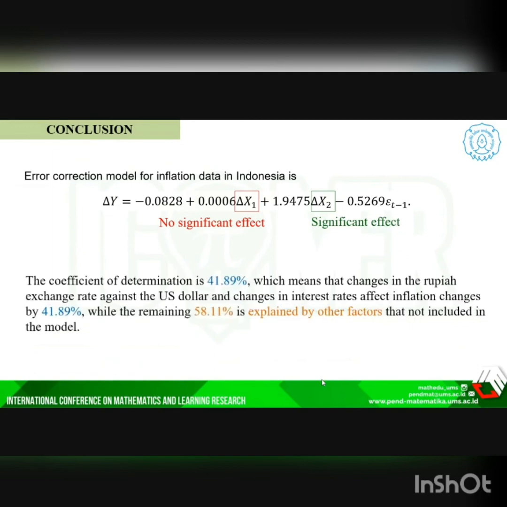The coefficient of determination is 41.89%, which means that change in the rupiah exchange rate against the US dollar and change in interest rate affect inflation change by 41.89%, while the remaining 58.11% is explained by other factors that are not included in the model.